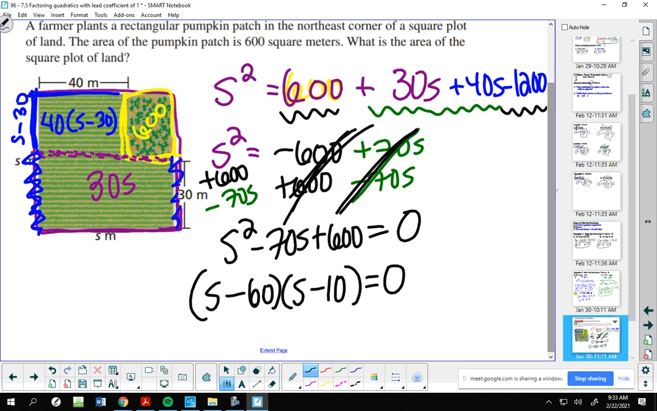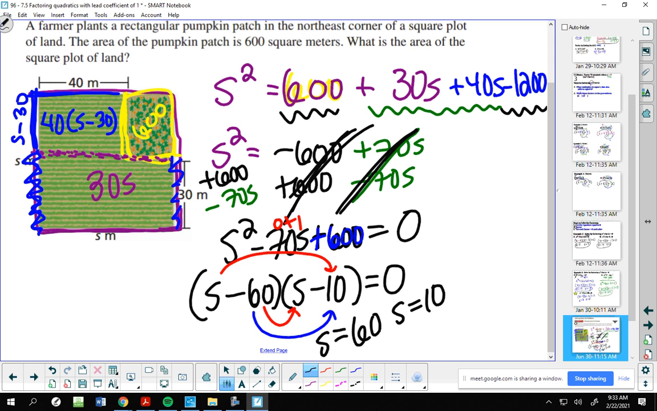So that's good, right? So I just want to show you, right? Negative 60 times negative 10 is positive 600. That's my last times my last. And then if you check your outer plus inner, you get negative 10 minus 60 is negative 70S, which is good. You guys don't ever have to write that down. I'm just showing you. And then set each factor equal to 0, and we get S equals 60 and S equals 10. And those are for the side lengths.